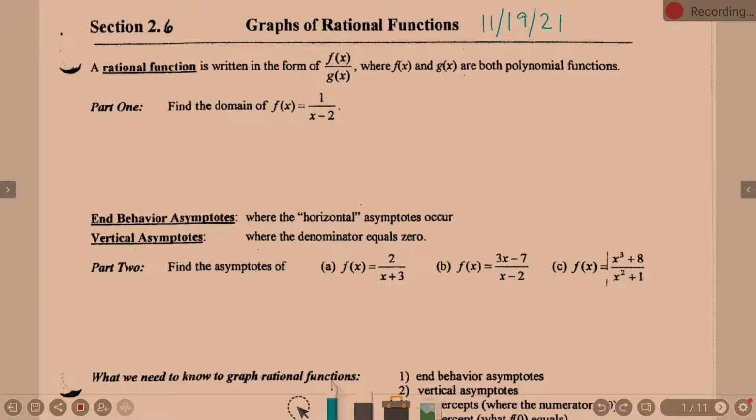Okay, guys. A little bit about lesson 2.6. We'll deal with the rest on Monday. Okay? So lesson 2.6 is graphs of rational functions.